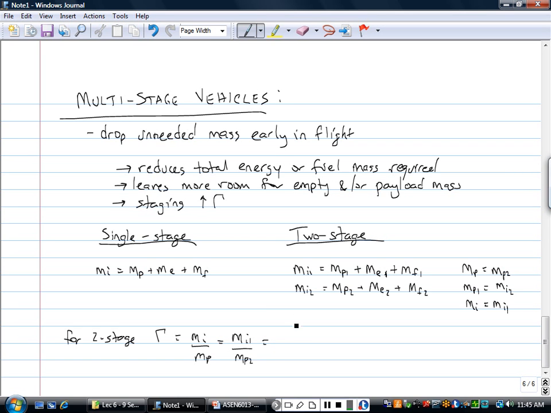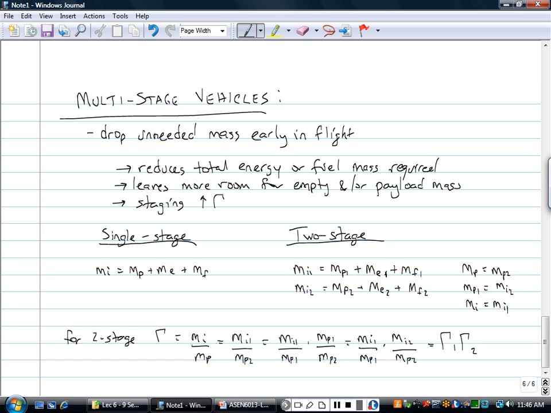And then just kind of put all the pieces in here. Hopefully my writing will be neat enough where you can make out what I'm saying. Initial 1 over payload 1, payload 1 over payload 2. I'm just expanding out this equation, which is initial 1 over payload 1, same as it was. And payload 1 is initial 2, so initial 2 over payload 2, which gives us gamma 1, gamma 2.